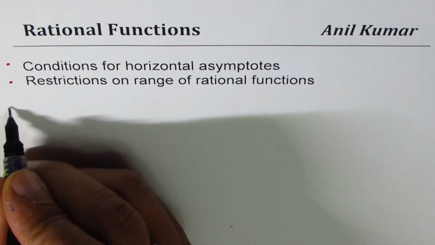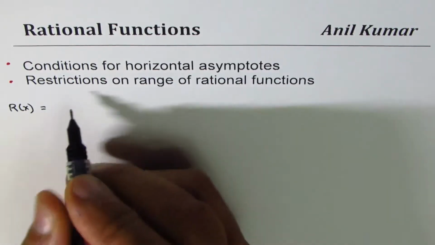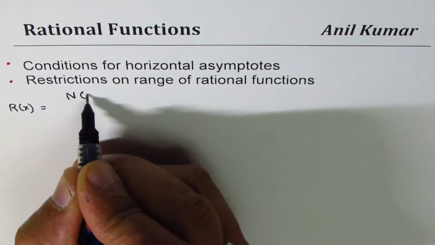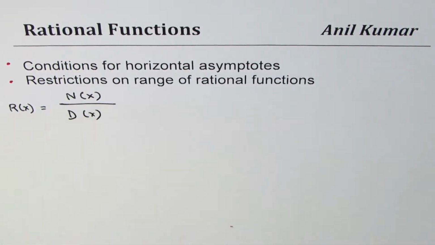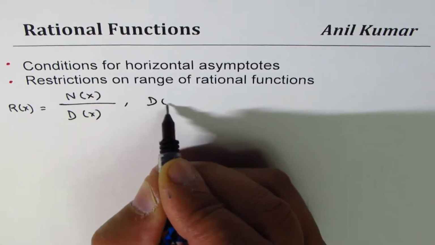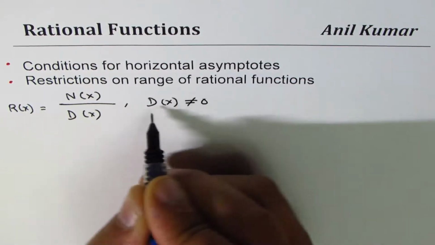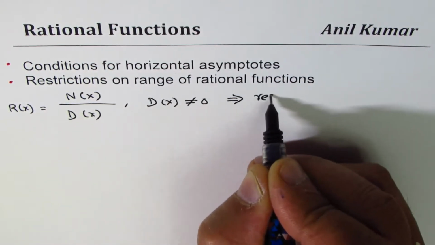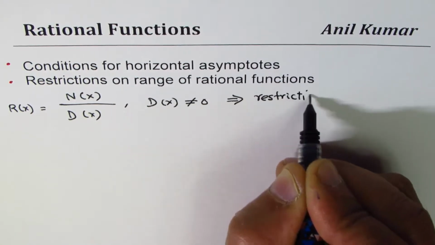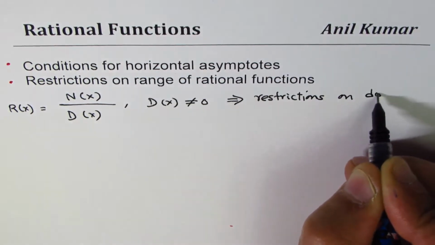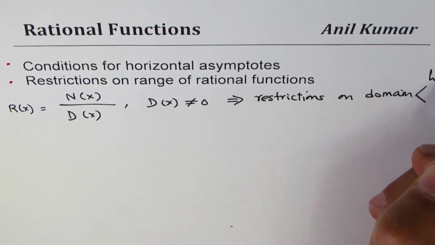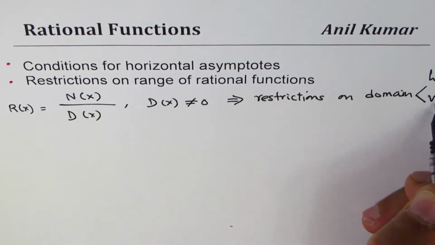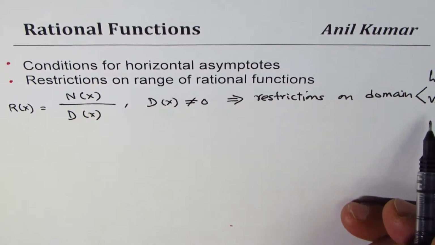As you know, rational functions are a ratio of polynomials. I prefer to write n for the polynomial in the numerator and d for the denominator, right? So that is the ratio, and of course the denominator cannot be 0. This leads to restrictions on the domain, right? That could be of two types, which is hole or vertical asymptote, which we have already discussed in a different video.